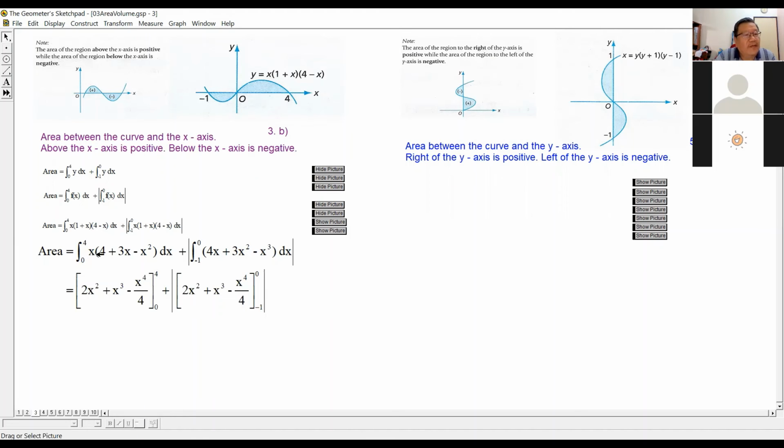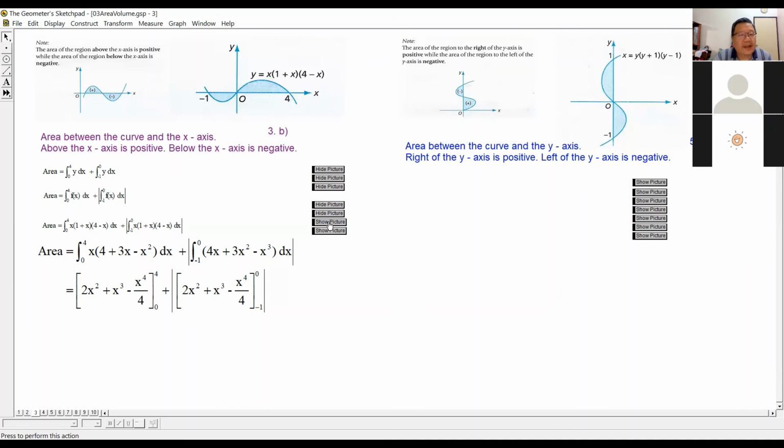So integrate 4x, you get 2x squared. Integrate 3x squared becomes x cubed. Integrate negative x to the power 3 is negative x to the power 4 divided by 4, right? So the front, after you have integrated, is like this. Behind, you just copy because they are the same function. Only the difference is in the upper and lower limits. The bracket in front is 0 to 4. The bracket behind is -1 to 0.